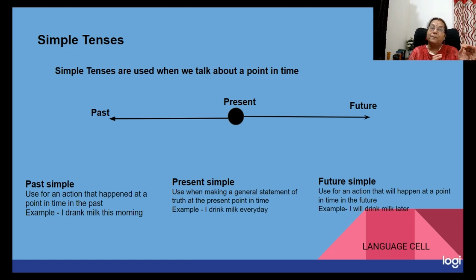Right? Future simple. Used for an action that will happen at a point in time in the future. I will drink milk later. Will drink milk later. One point. And remember, present simple is also used for something that happens habitually. It's a general truth also we use present simple. Right? So got it? Simple tenses are for one point of time. Next.